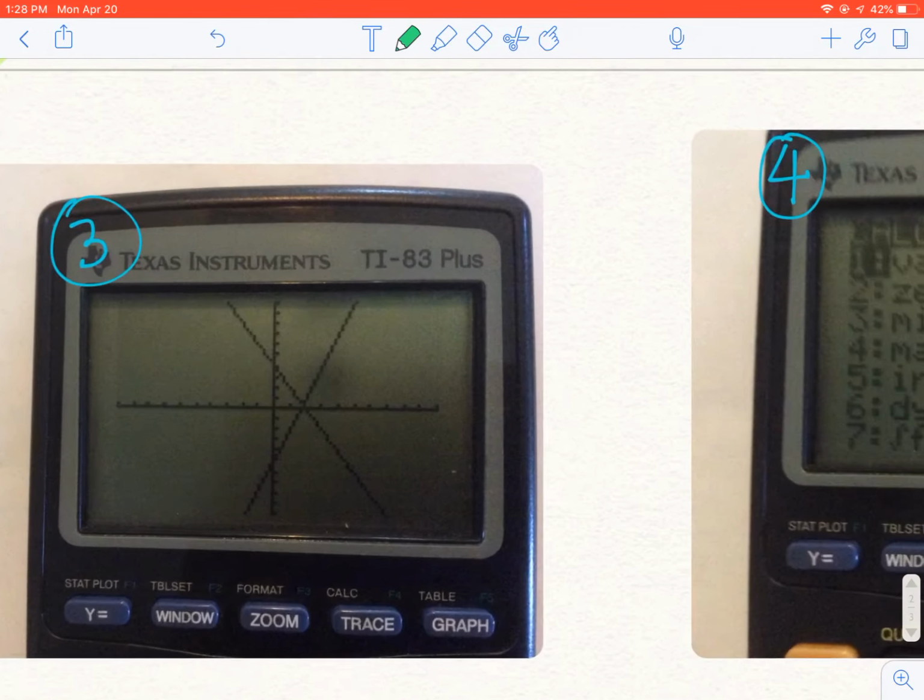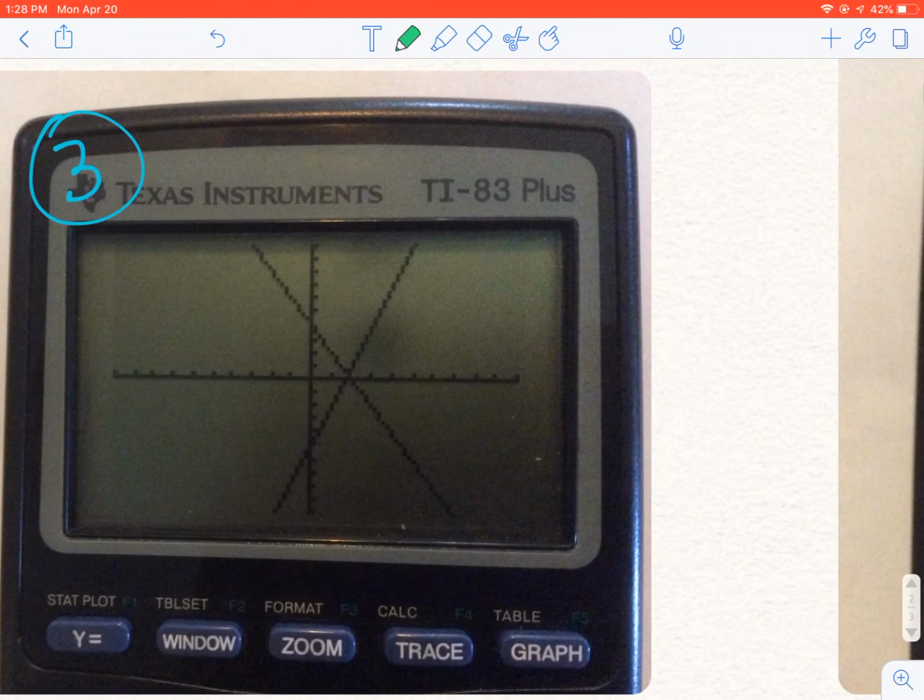Here's the graph. And I notice, hey, these two lines are not the same line. They're not parallel lines, so they're going to have one place where they intersect. So I'm going to want to find that one place where they intersect. So I'm going to go to my friend Calc, which is above Trace. So I do second Calc.